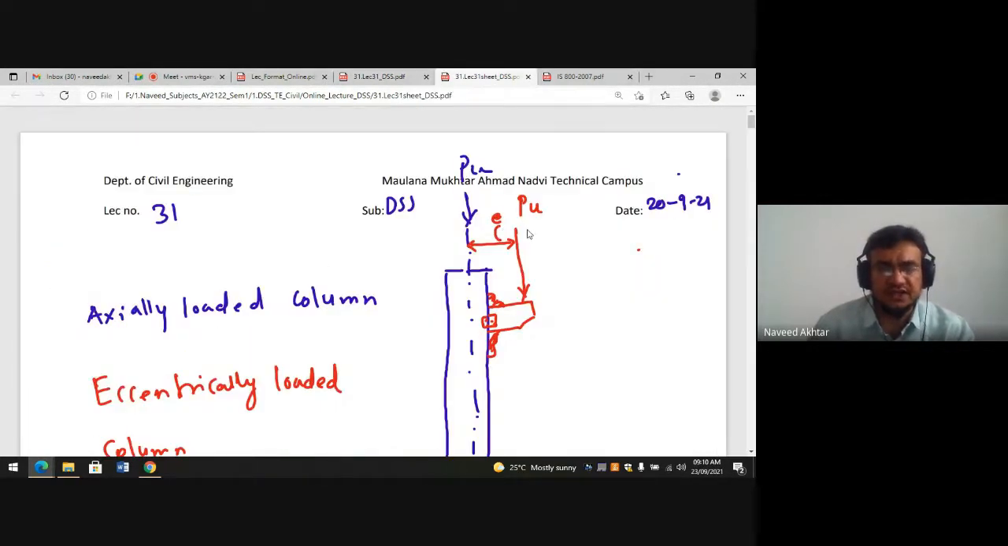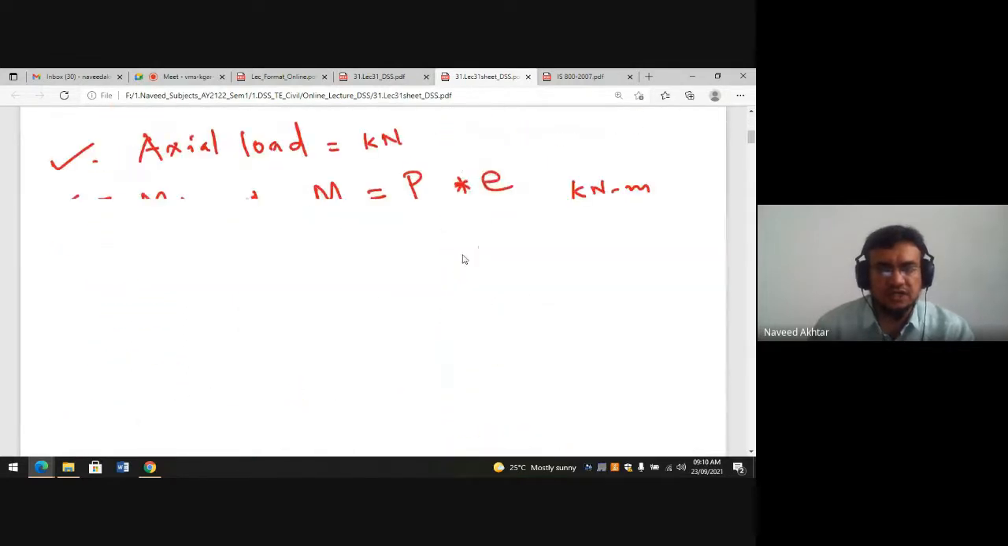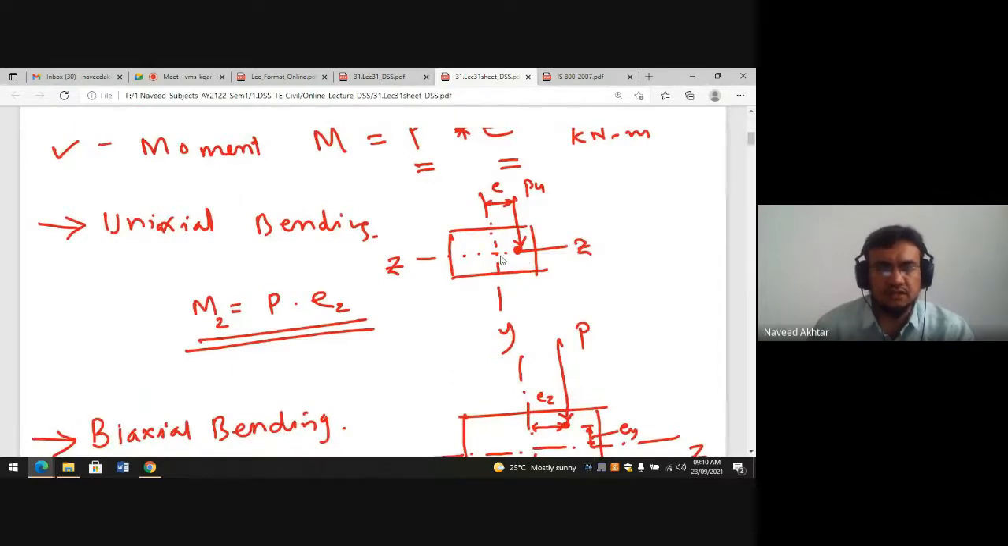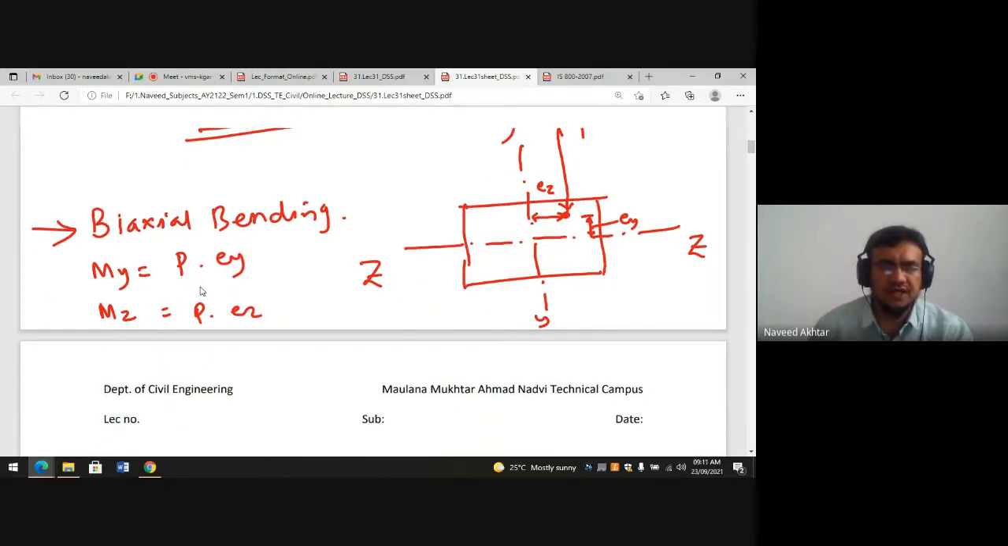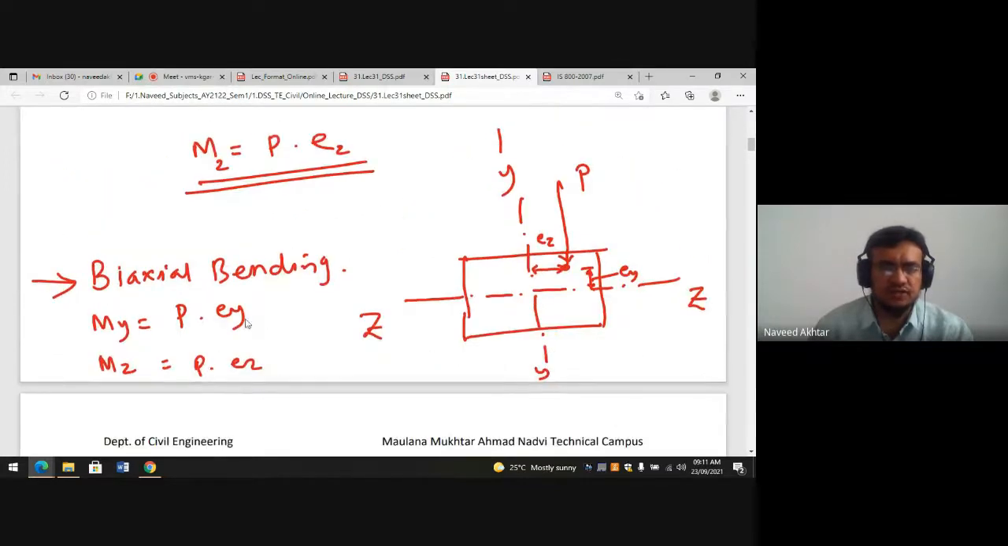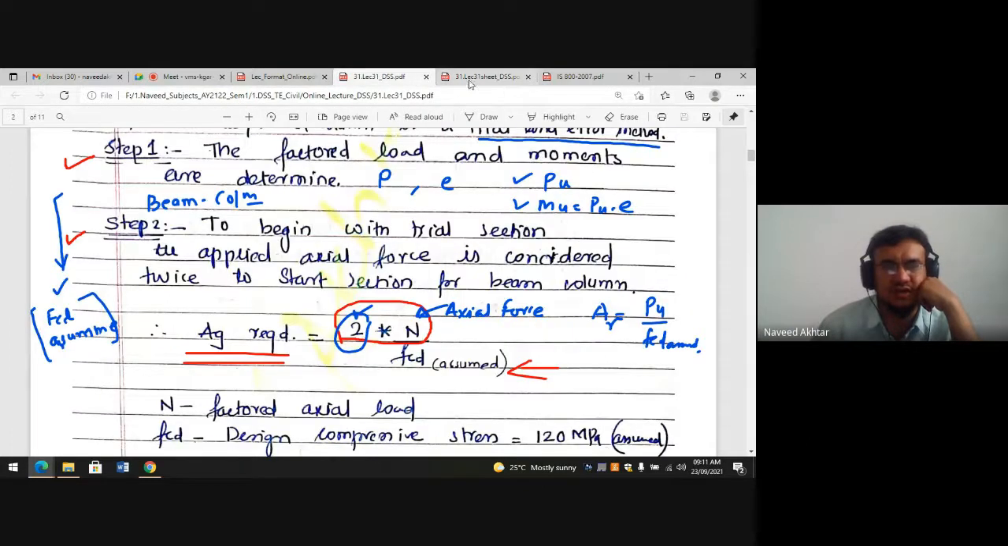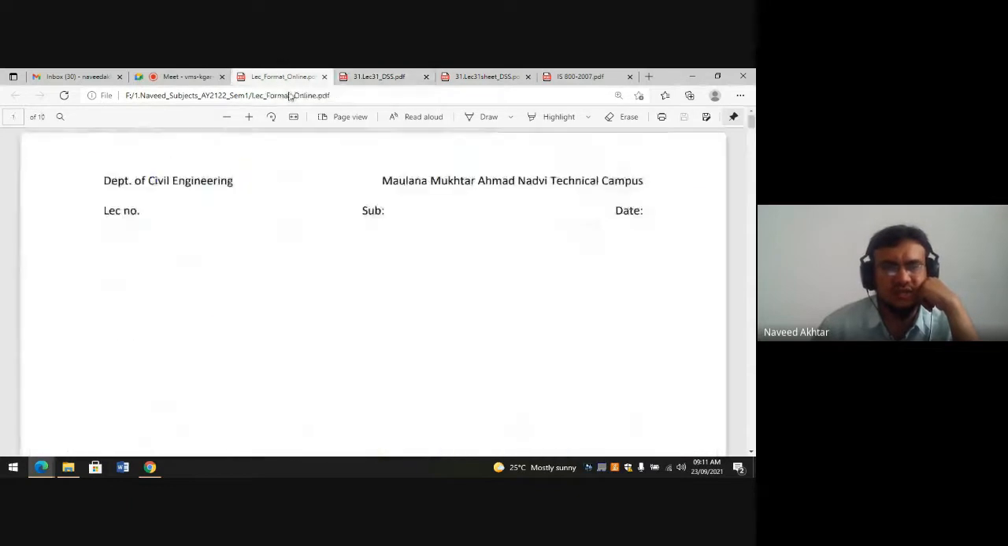Also I explained the eccentricity with the bracket, where the load acts away from the CG of the column. If it is on one side, it is called uniaxial bending. If there is eccentricity on two sides, along the major and minor axis, this is termed biaxial bending. And the moment is found as P into ey and P into ez. From that you can find the moment coming on the column, and then you have to define this column as a beam column. A column with bending is called a beam column. So we'll start one example today and solve it, and then we'll be able to understand how to design the eccentric column.